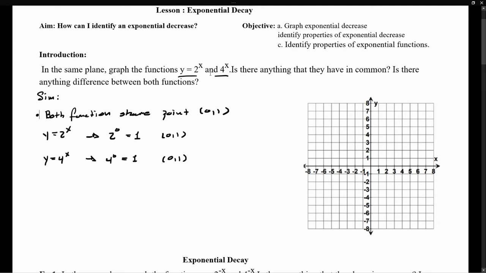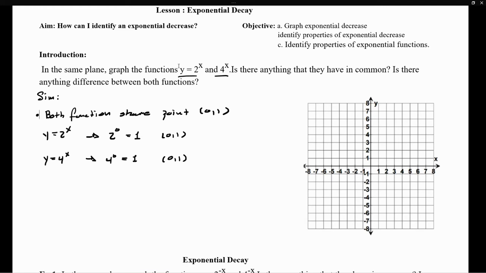So regardless of the base, when x is 0, you're always going to have an exponent of 0, and your outcome is always going to be 1, because any number raised to the 0 exponent is always equivalent to 1. So that's one characteristic that all exponential functions, where the base is just an integer, have in common. They're always going to intersect at the point (0, 1).